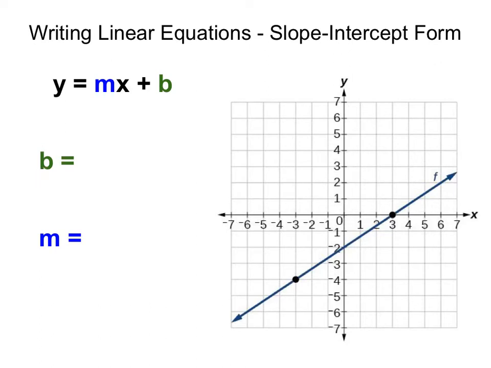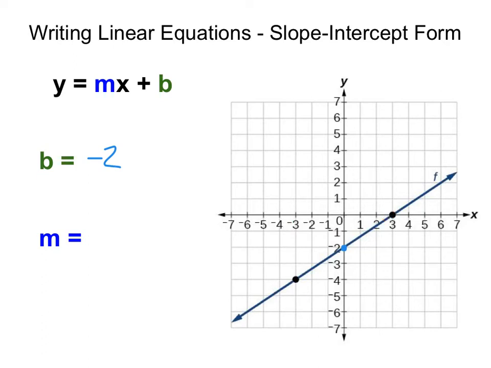Y-intercept means where my line crosses over my y-axis, and it crosses over here at -2. So let's put a dot at -2, and -2 is my y-intercept. Now the next thing I'm going to do is find the slope. I have 2 points that are identified on this line that cross over the grid lines, so I'm going to just count rise over run to find my slope.